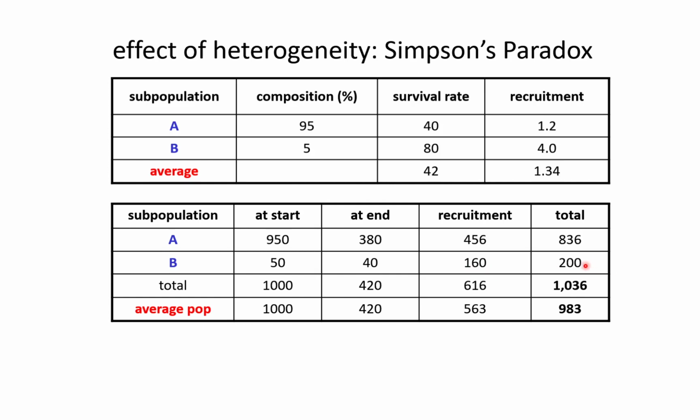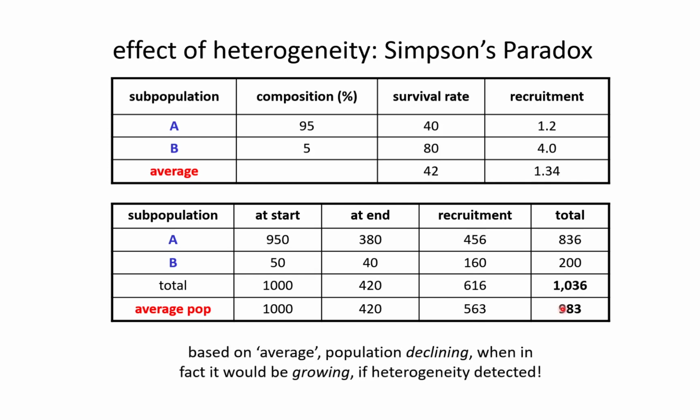Okay, so what is 836 plus 200? 1,036 individuals. All right, so that's how many we would actually expect to see. But if we start with 1,000 individuals and we use the weighted survival probability of 0.42, we would expect to see 420. The weighted recruitment is 1.34, giving 563. So 420 plus 563 is 983.